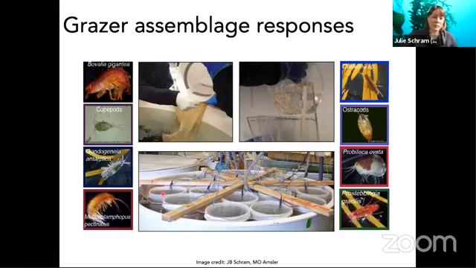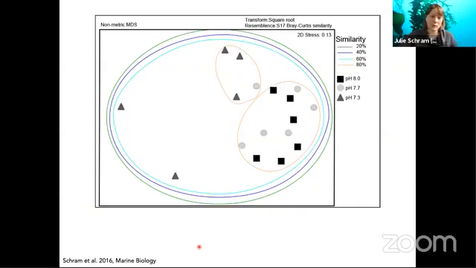For this experiment, we tried 3 different pHs instead of just 2. We tried an ambient pH and then 2 reduced pHs, one that represents around 2100 predictions and then a farther future pH. And so our results look like this.